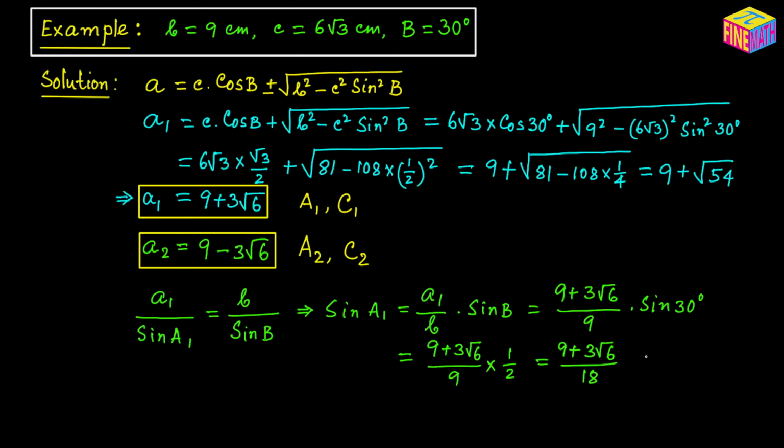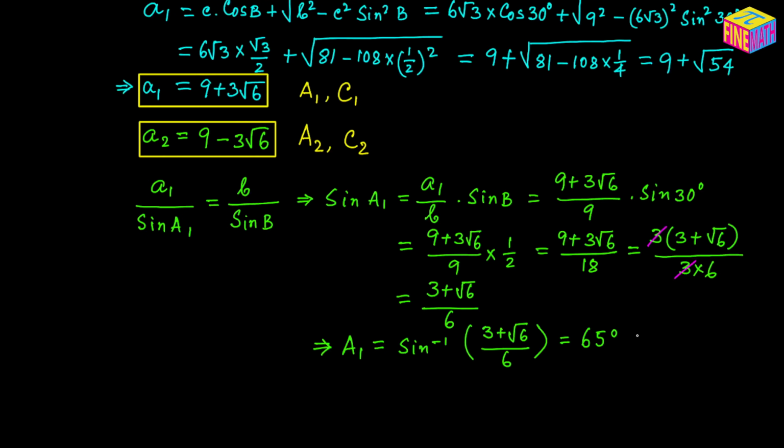If we take 3 out as a common factor, this can be written as 3 times 3 plus the square root of 6, over 3 times 6, and these 3s cancel each other, so we are left with 3 plus the square root of 6 over 6. From here, what will be the value of the angle A sub 1? It will be sine inverse of this quantity, which is approximately equal to 65 degrees and 16 minutes. So we have found the angle A sub 1.